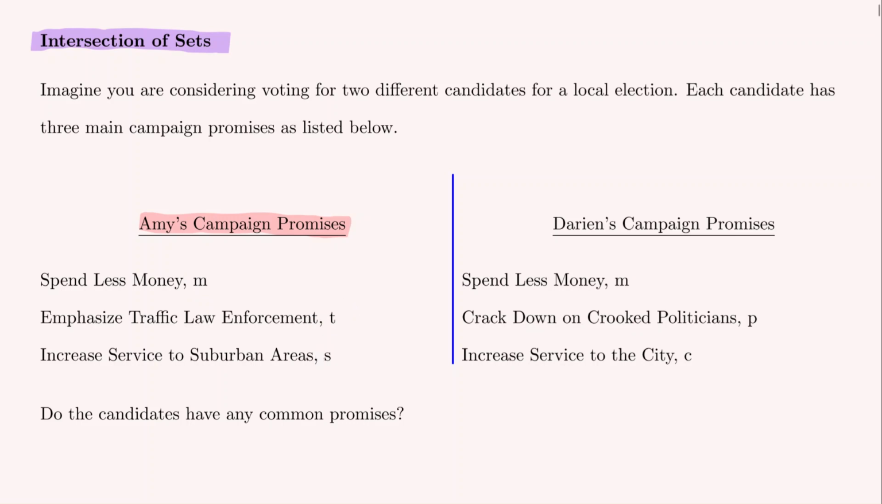Okay. As a comparison, Darian's campaign promises are spending less money, so they both share that, crack down on crooked politicians, and increase service to the city. Now, based on these 2 campaign promises for this local election, how would we answer the question, do the candidates have any common promises? So the answer to that is yes, they both have the common promise to spend less money.